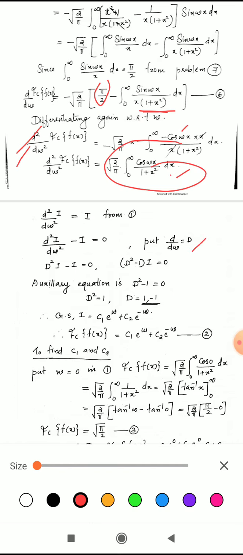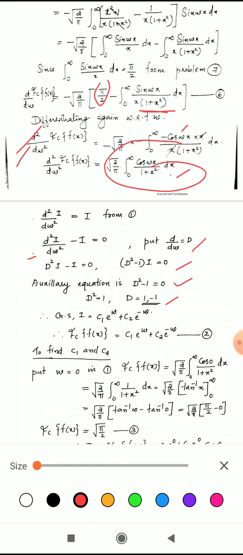To solve this, first put d by d omega equal to D. That is, this equation becomes D square I minus I equal to 0, that is D square minus 1 into I equal to 0. Then we have to write the auxiliary equation. Its auxiliary equation is D square minus 1 equal to 0, and find the values of D. The roots of the equation are D equal to 1, minus 1. Therefore the general solution is I equal to c1 e raised to omega plus c2 e raised to minus omega. Therefore fc of f of x equals c1 e raised to omega plus c2 e raised to minus omega.